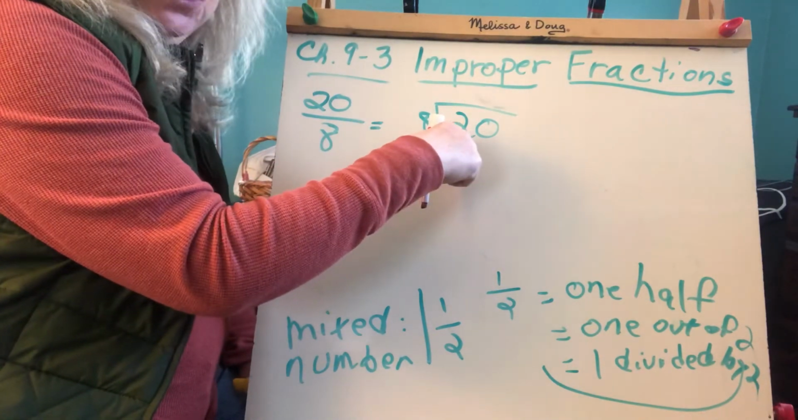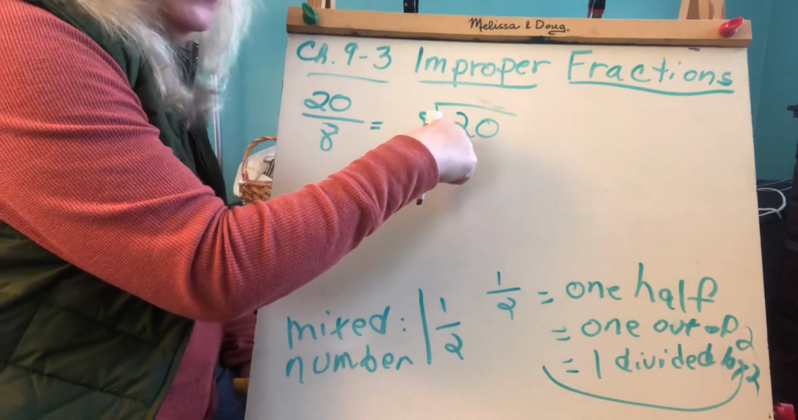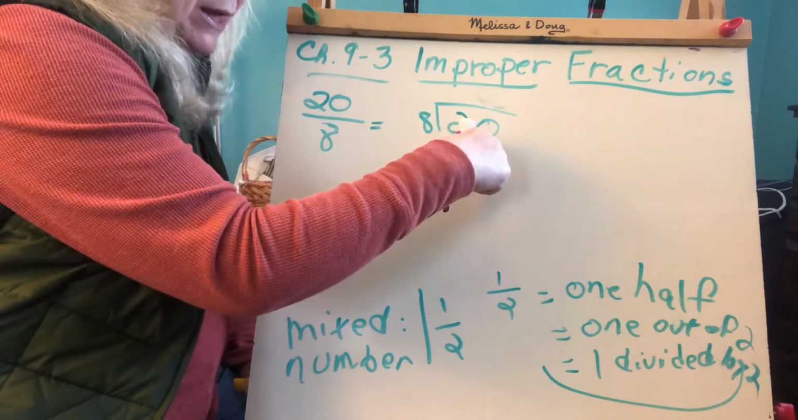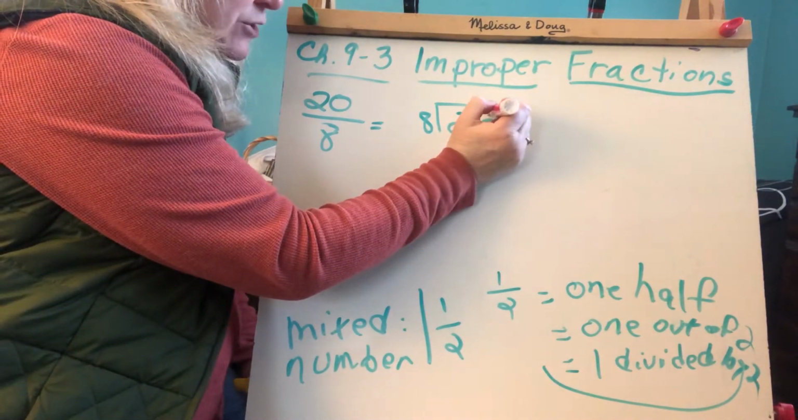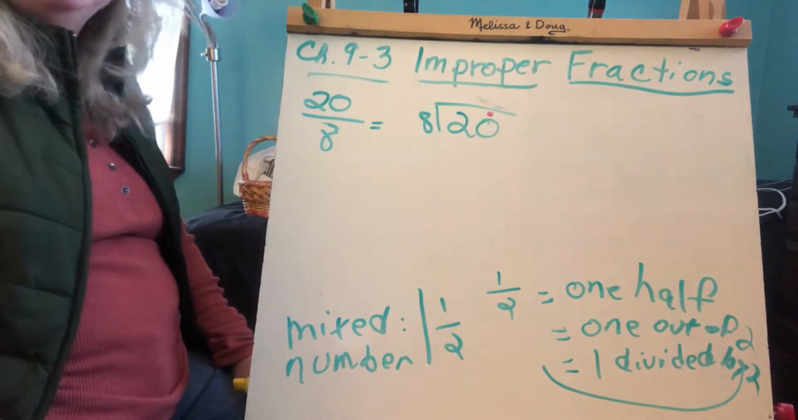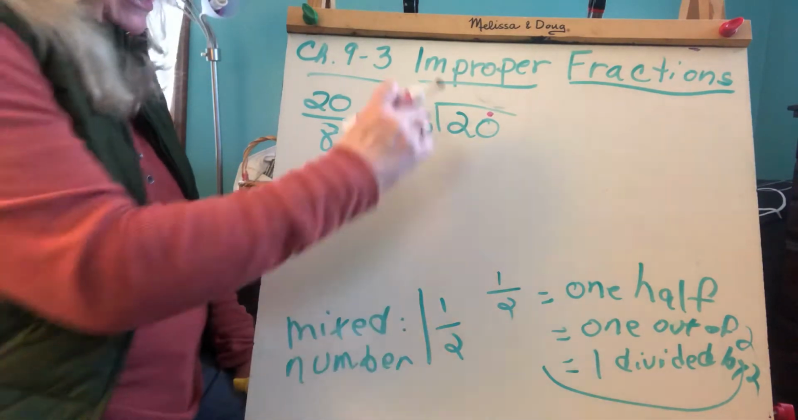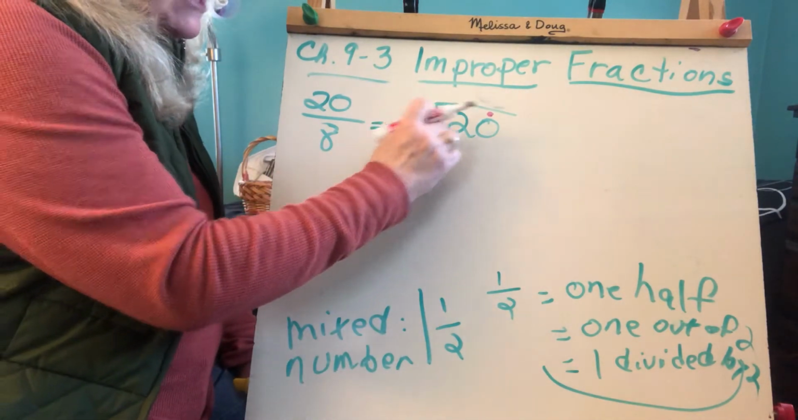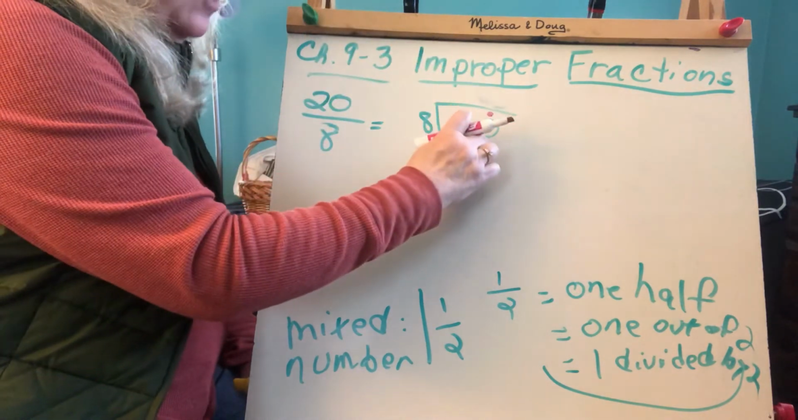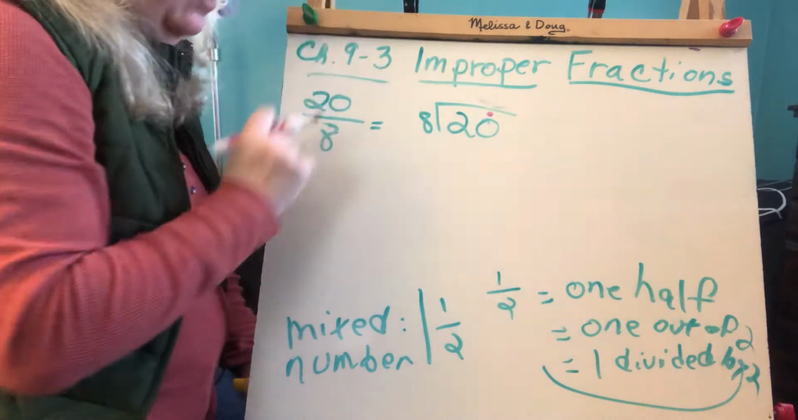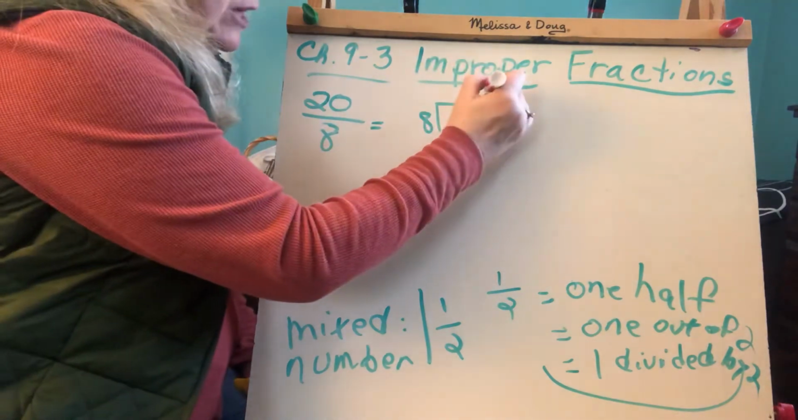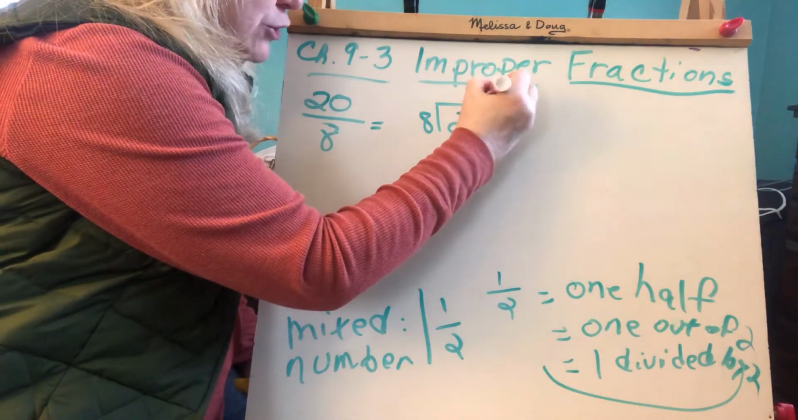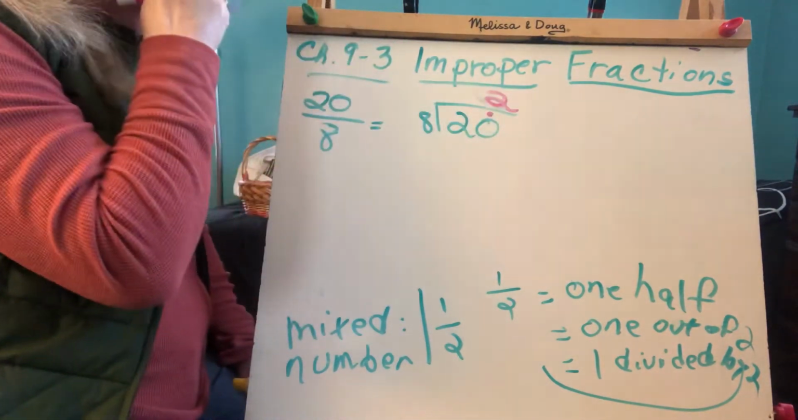Where am I going to begin my answer? Will 8 go into 2? No, it will not. 2 is too small. Will 8 go into 20? Yes, it will. So my answer is going to begin over the 0 in 20. About how many times will 8 go into 20? About 20 divided by 8 is about what? If you said 2, you are correct. So I put my 2 over the 0.